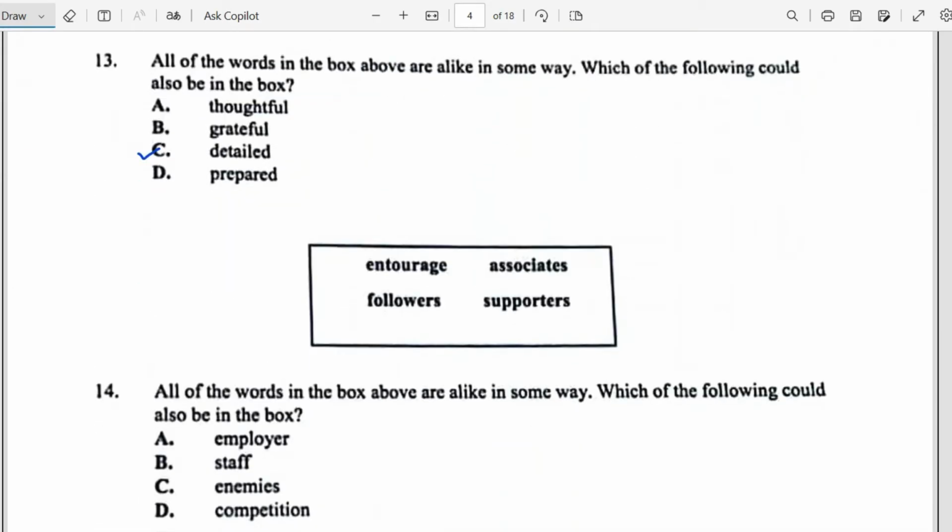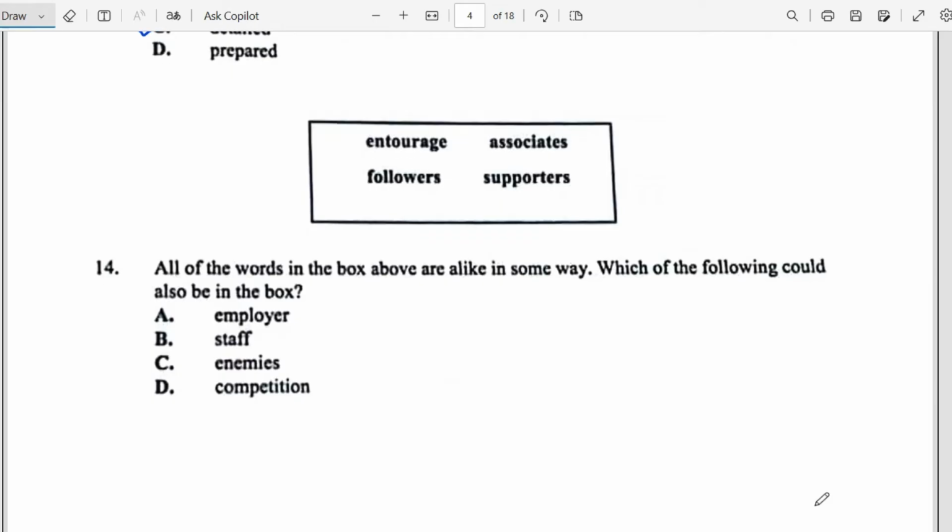All right, let's look at the other set of words. Entourage, associates, followers, supporters. All of the words in the box above are alike in some way. Which of the following could also be in the box? Now, employers is not necessarily your entourage or your associate. It's more like your superior, and your staff is like your associate. These are your friends, your entourage, your followers, and your supporters.